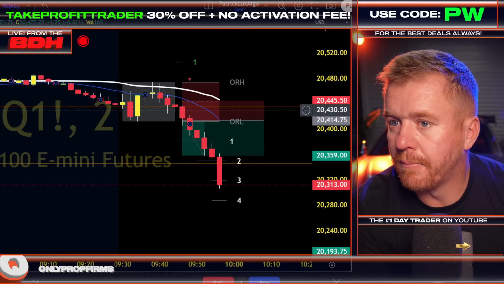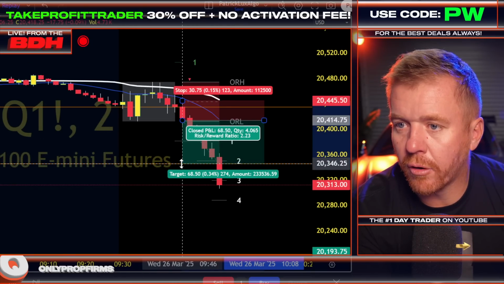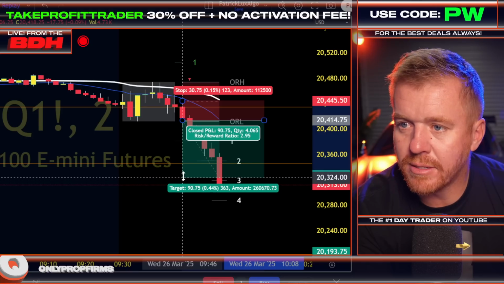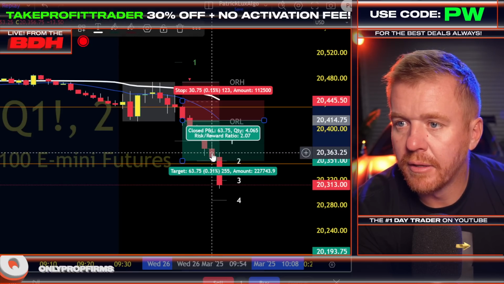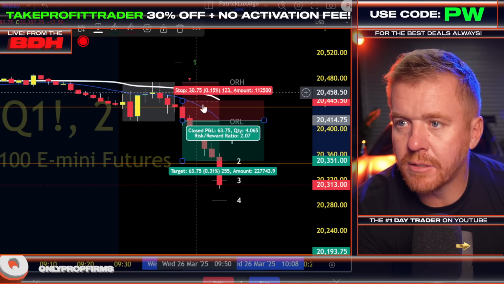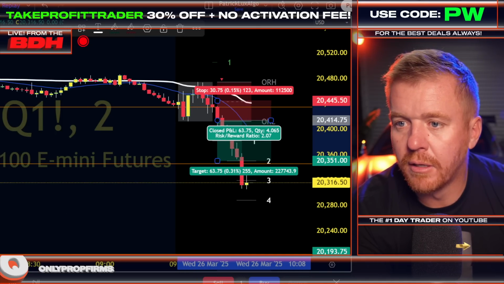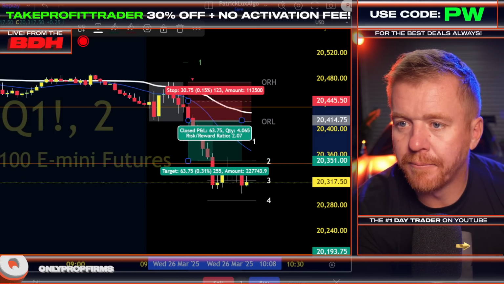It looks, well, you can see target 2, target 3, and possibly target 4. So let's say we went to target 2. That would be 60 points, risking 30. Very profitable. But let's see if this went lower on this day.